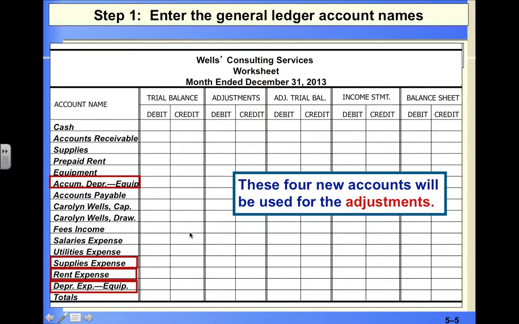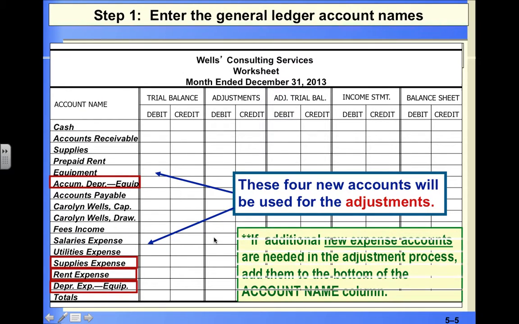You're going to see there's 4 new accounts. These accounts won't be used on the trial balance, they'll just be used when we do the adjustments. Accumulated depreciation, I'm going to explain that to you in a minute. Supplies expense, rent expense, and depreciation expense.